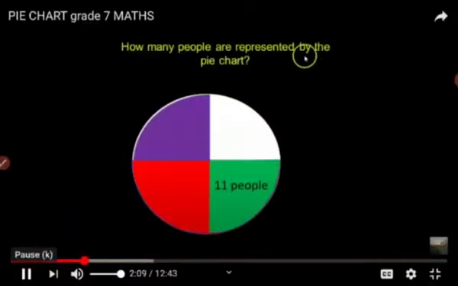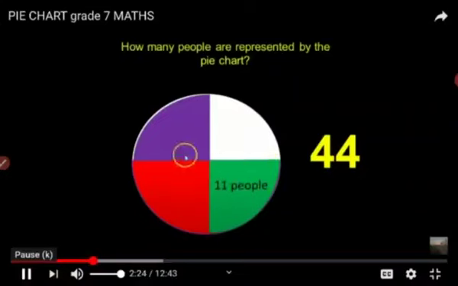How many people are represented by this pie chart? Here a slightly different question. We need to find the total number of people. So there are 4 quarters. One quarter represents 11 people. So each quarter will represent 11 people. So altogether there are 44 people.